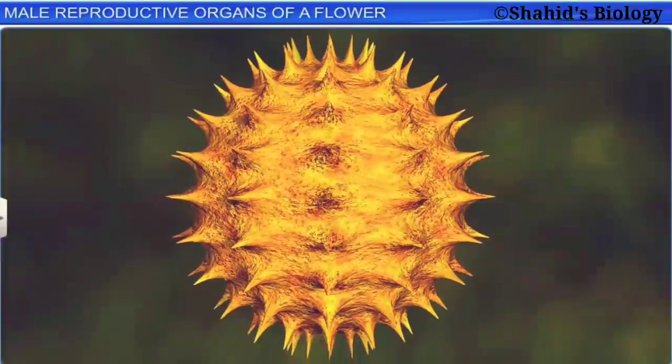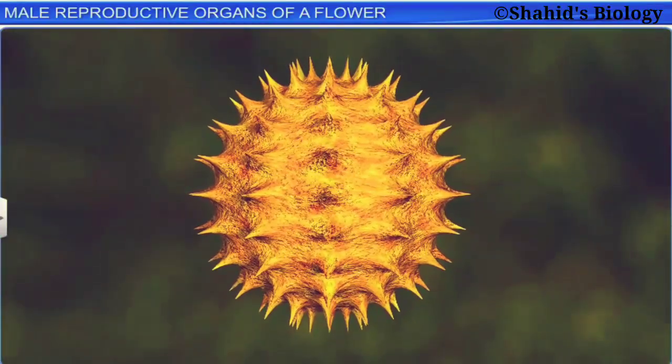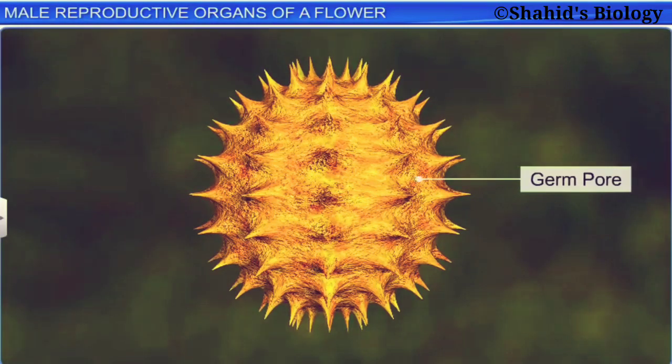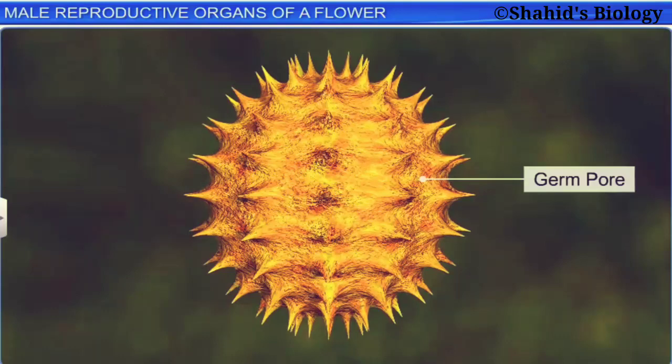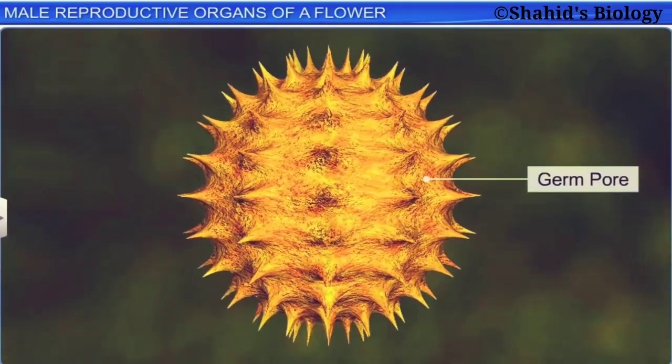However, sporopollenin is not present in the germ pore, an aperture present in the exine through which we see the germination of the pollen tube.